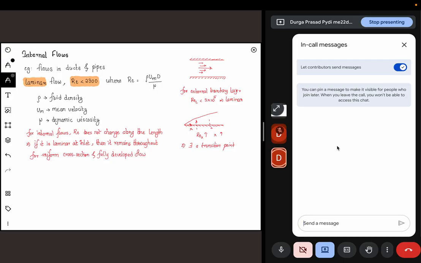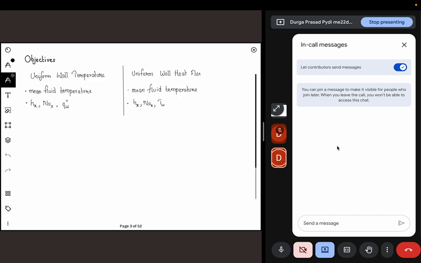Okay. Now this is for the hydrodynamic part. Next comes the thermal component. Again, for thermal energy to be transferred, there should be some temperature difference. Again, we have two different boundary conditions. We can have either a uniform wall temperature or a uniform wall heat flux.